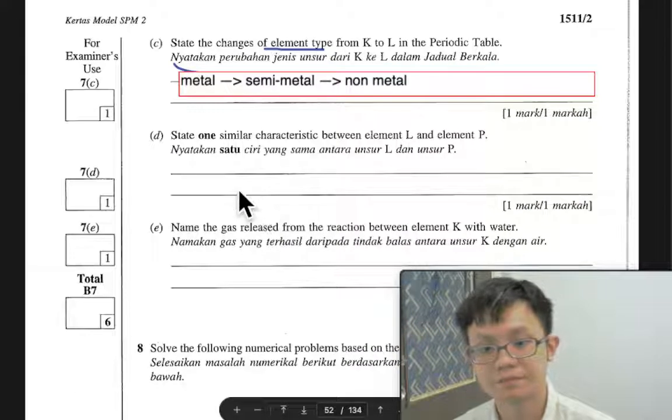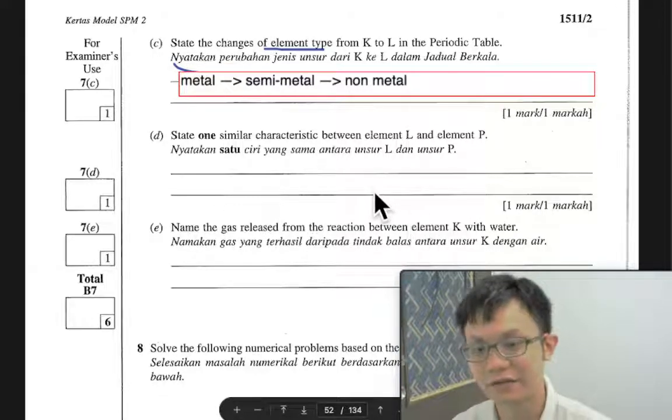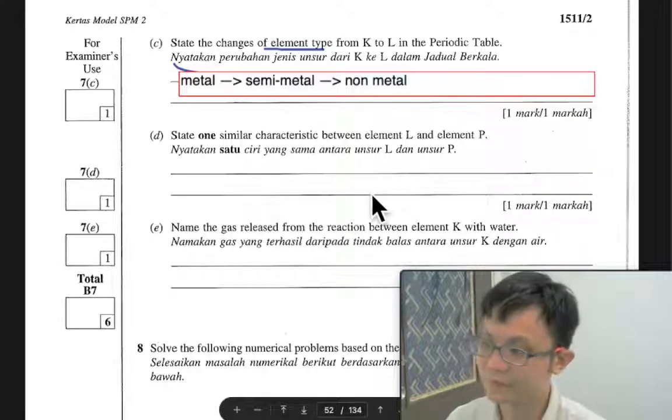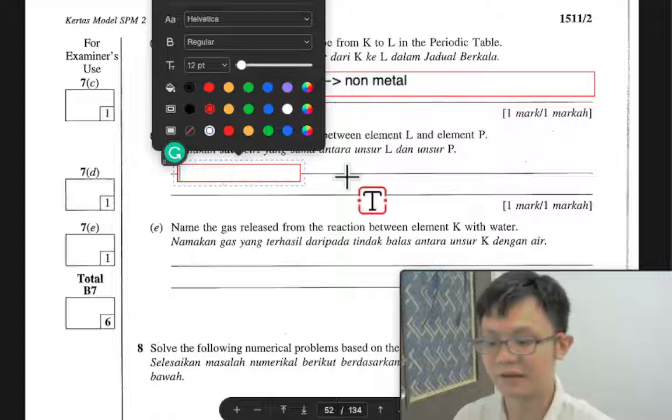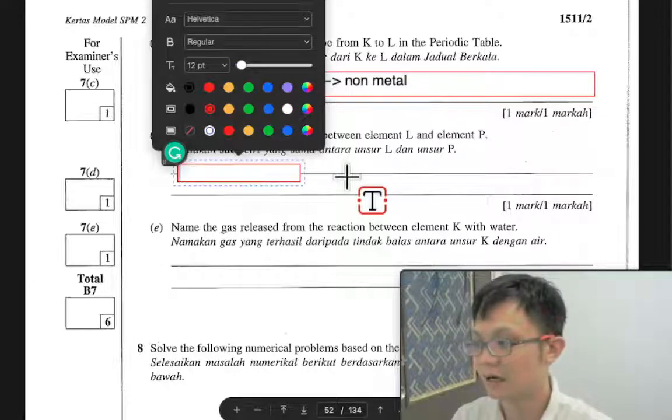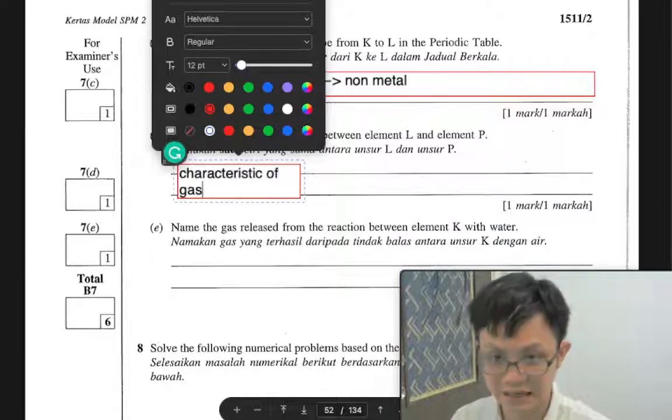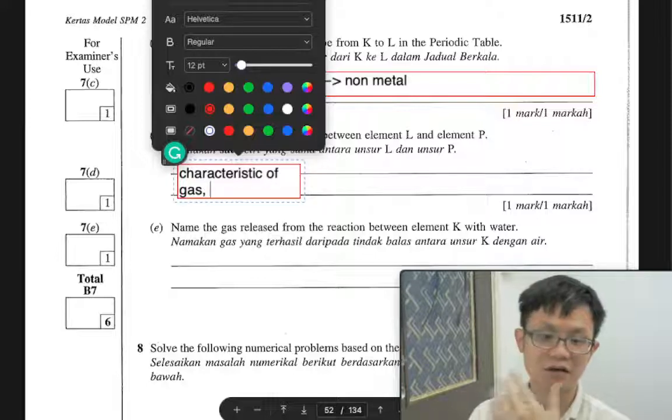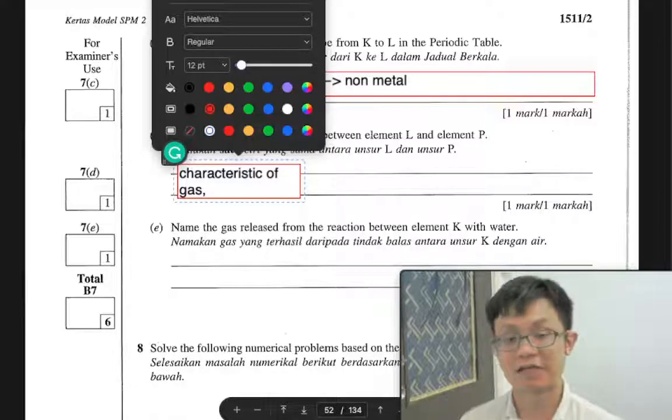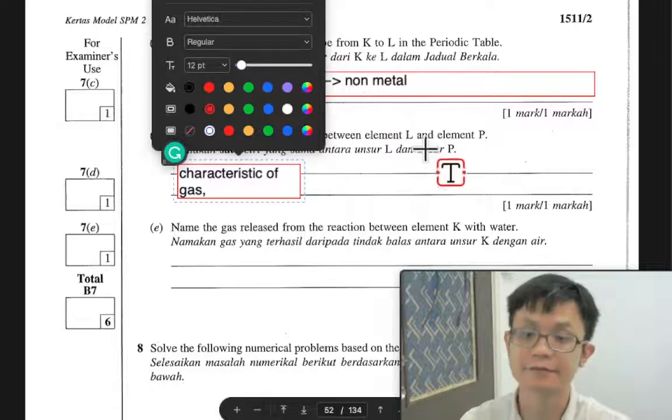Colorless, or I thought chlorine is green, chlorine gas I think is green. Maybe we can say that all of them exist in the form of gas. Characteristic of gas, it is usually in the form of gas, or it is not reactive to any type of metal. So these are the characteristics of group A.